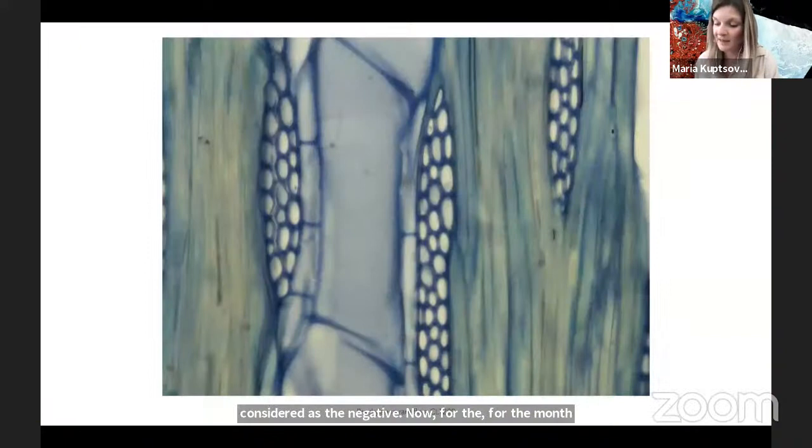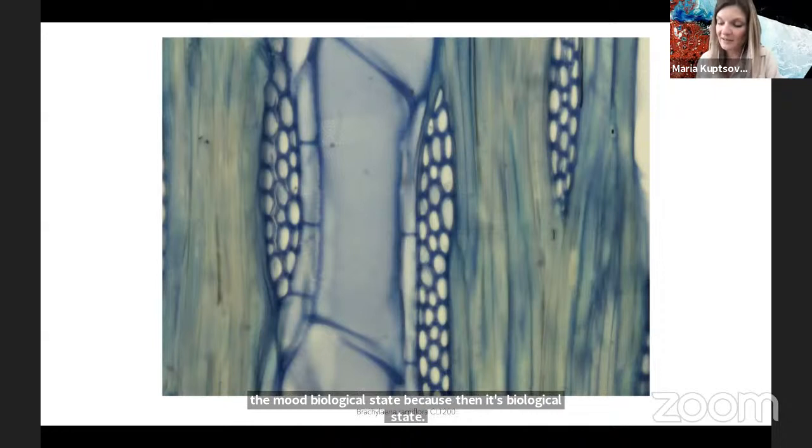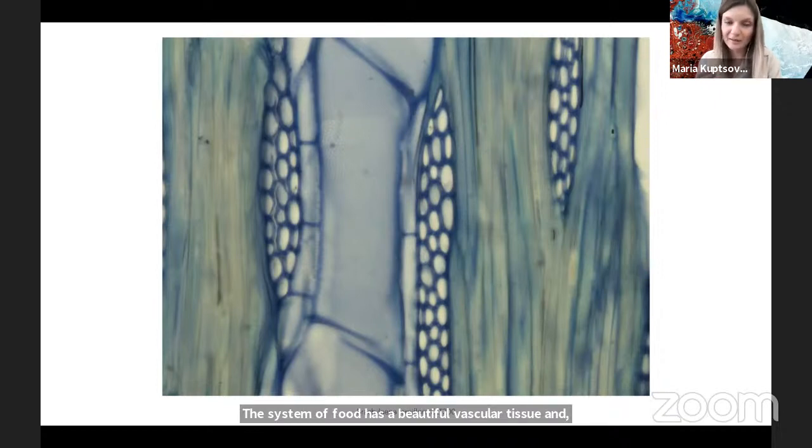But what I'm interested in is the wood's biological state, because in its biological state, the system of wood has a beautiful vascular tissue, which is capable of keeping the heterogeneous properties, keeping the elasticity, the strength, the load-bearing properties, the food production, the information exchange, etc.